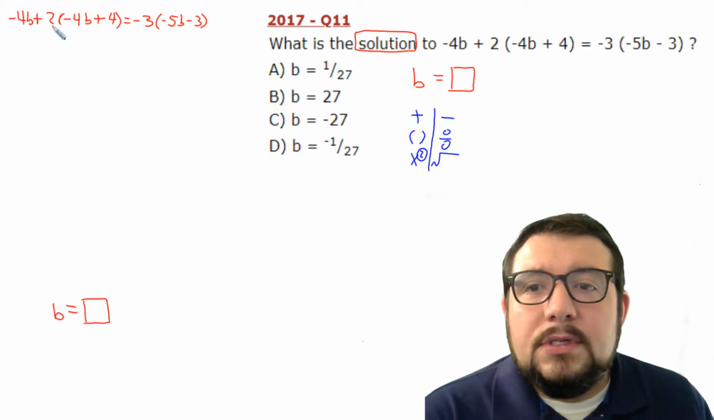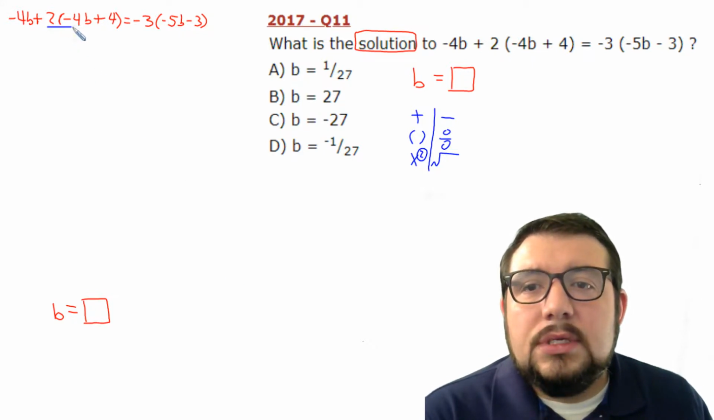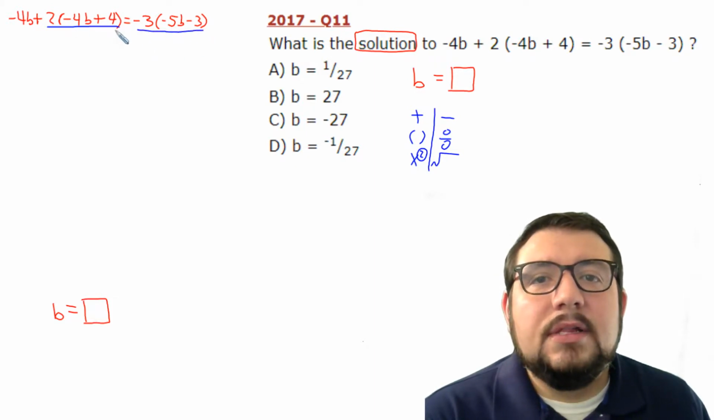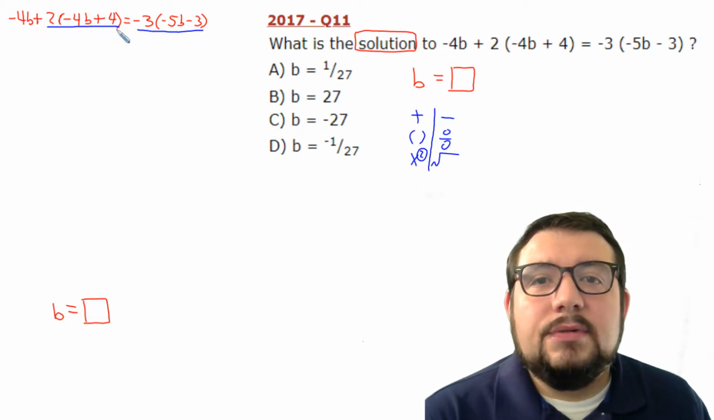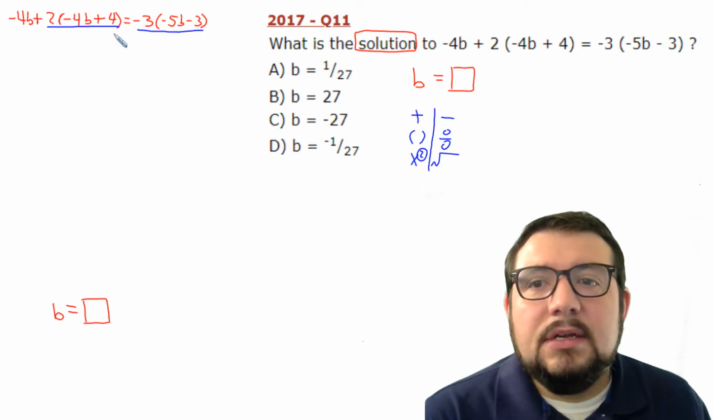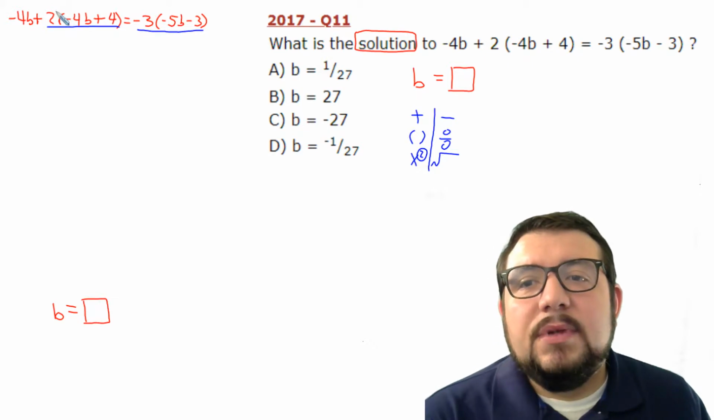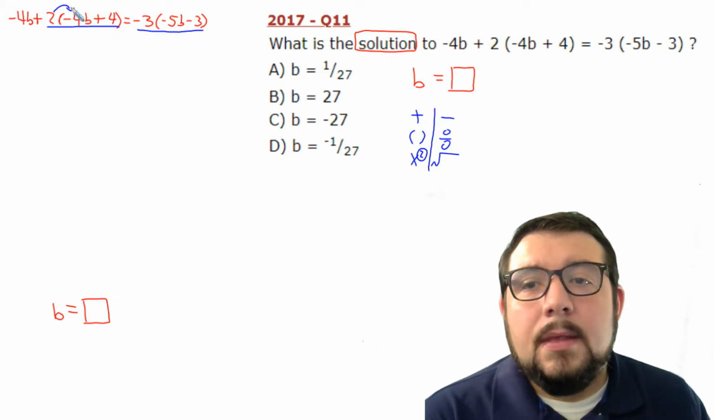Okay, so the first thing I'm going to do is take this 2 and distribute it, and this negative 3 and distribute it. And why am I going to do that? Because we need to get rid of parentheses. If we're really going to solve, I can see that in my answer I do not have any parentheses, right? I just have a letter B and a number. I don't have any parentheses, so I need to resolve those. I need to get rid of them. And the way we're going to resolve them is by multiplying.